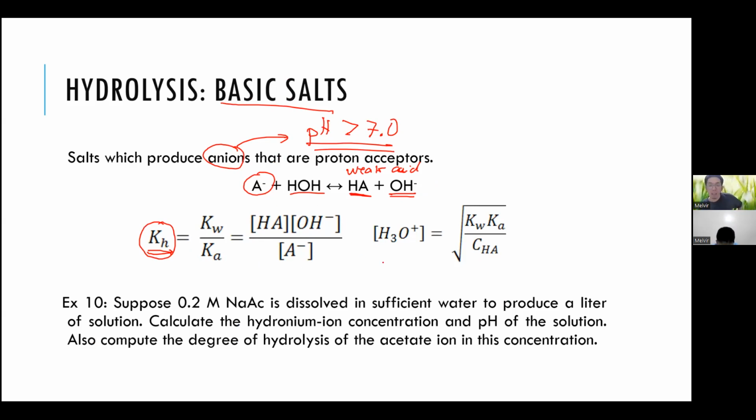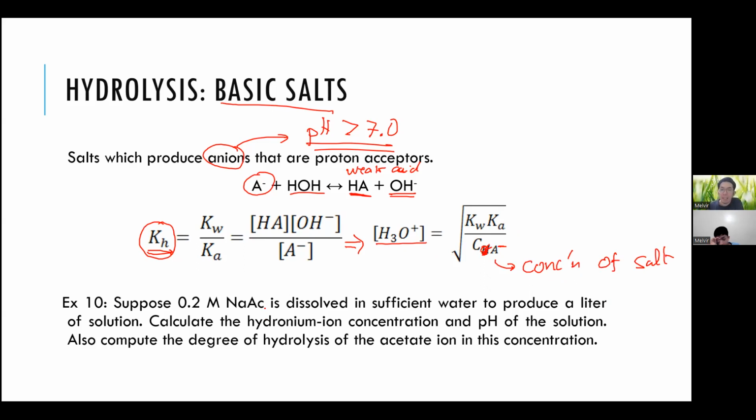Now this is what will happen, Josh. You can rearrange this into H3O plus equals the square root of KW times Ka over the concentration of HA. Actually, this is wrong; it should be the concentration of A minus, of the salt, because the salt is what you form. So this is the concentration of salt.